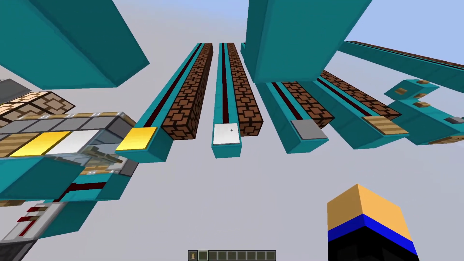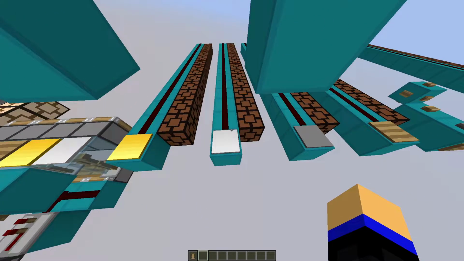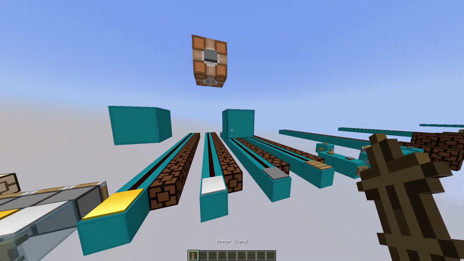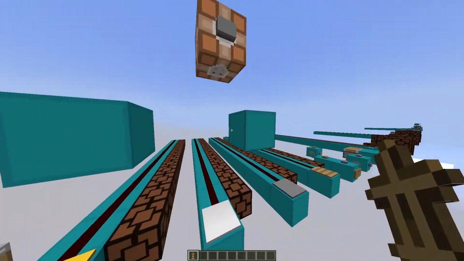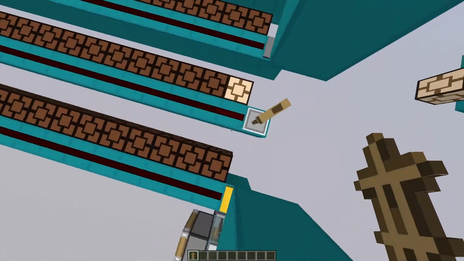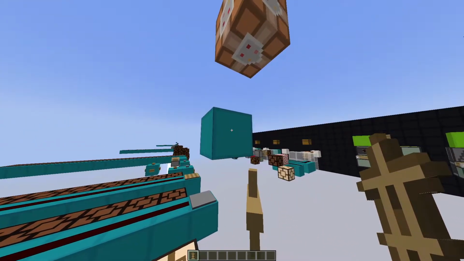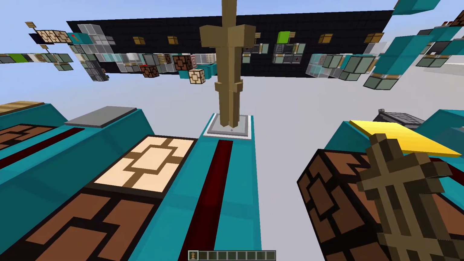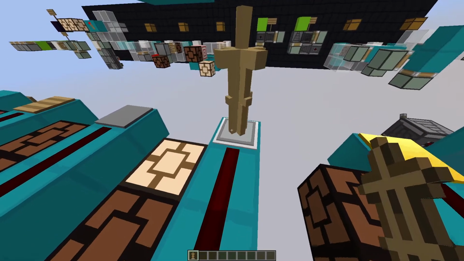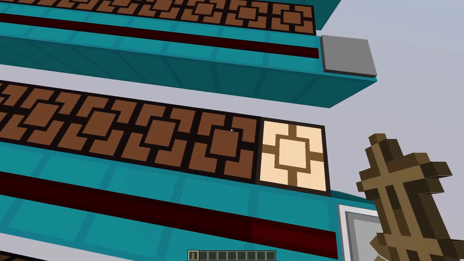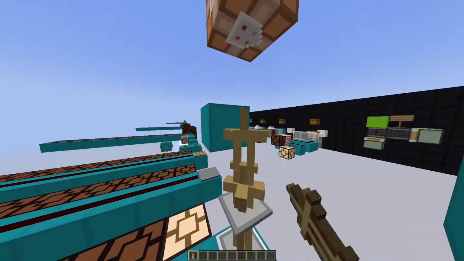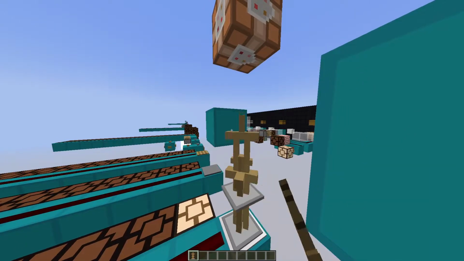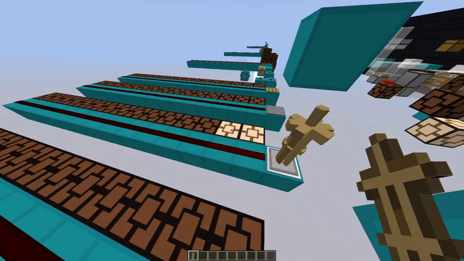But for heavy weighted pressure plate, it's quite different, because it provides signal strength equal to the rounded up number of entities divided by 10 on top of it to redstone dust until the signal strength reaches 15. So if I have 1 armor stand, it will obviously activate with a signal strength of 1. But if I have the 2nd armor stand, it doesn't activate the 2nd redstone dust, because I need to have 11, not 10, not 20. I need to have 11 armor stands to power the 2nd red lamp. Basically a signal strength of 2. So 3, 4, 5, 6, 7, 8, 9, 10. Still doesn't activate, but the 11th one will activate.